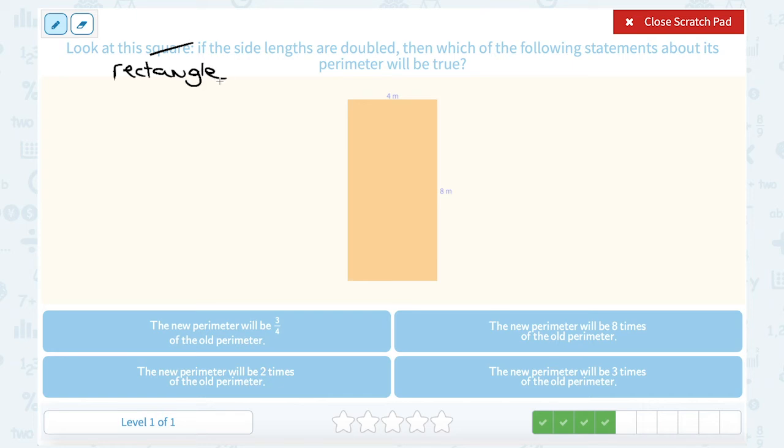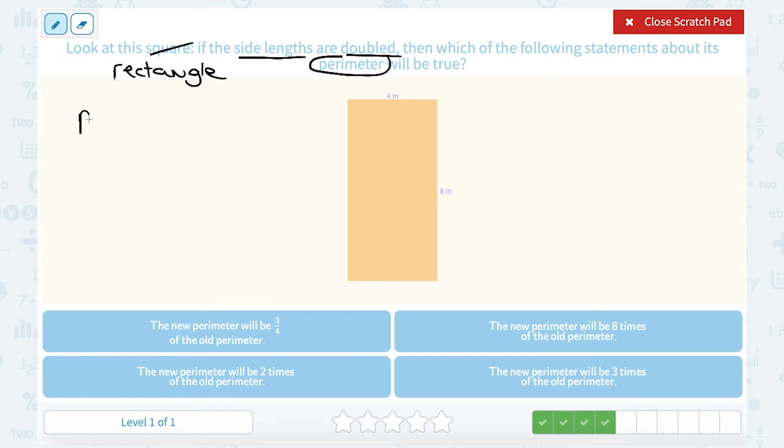Look at the rectangle. If the side lengths are doubled, meaning both of them, or all 4 sides, are doubled, then which of the following statements about its perimeter will be true? Okay, so notice this time they're talking about perimeter, not area.